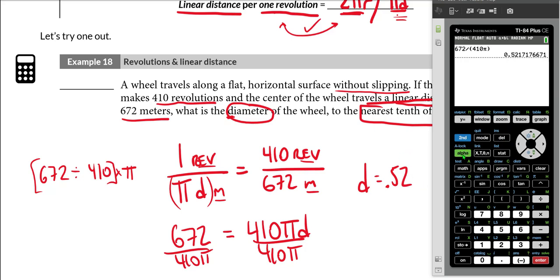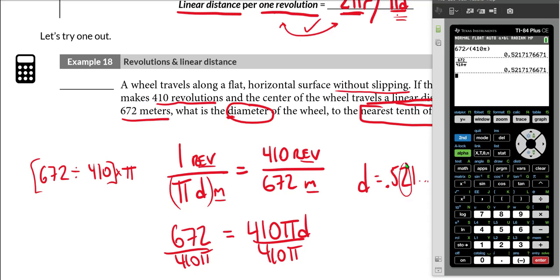The other way that you can do this, if you have a TI-84, a preferably newer version of the TI-84, is you can go into your alpha F1 or alpha Y equals menu and use the n over d function, which will set up a nice, neat fraction for you so that you can just do 672 up there in the numerator, 410 pi in the denominator, hit enter, and then you don't have to worry about any careless calculation mistakes. So 0.521, blah, blah, blah, but they ask us to round to the nearest tenth.